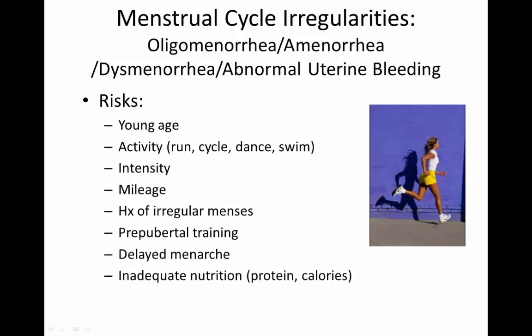The risks for having menstrual cycle irregularities include young age, being extremely active, especially if you run, cycle, dance, or swim at high intensities, intensity of exercise, mileage or duration of exercise, history of irregular menses, prepubertal training, delayed menarche, and inadequate nutrition. This is usually in protein or calorie intake.